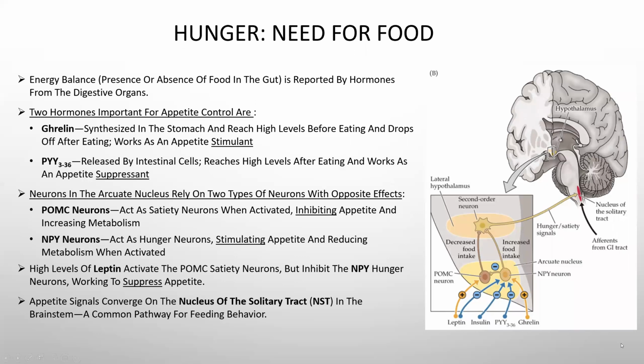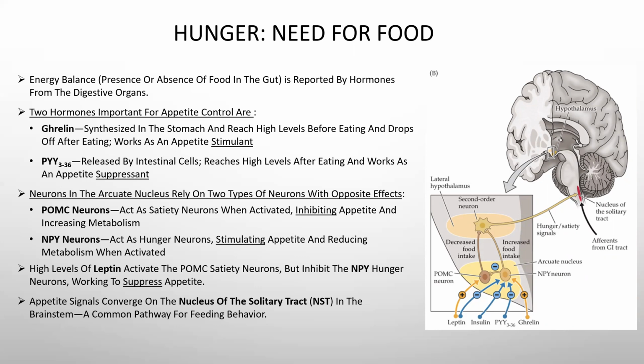Okay, so let's look at the process here for hunger and the different brain areas. So energy balance, presence or absence of food in the gut, is reported by hormones from the digestive organs. Two hormones important for appetite control are ghrelin, which is synthesized in the stomach and reaches high levels before eating and drops after eating, works as an appetite stimulant.